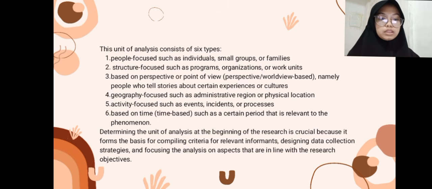First, people focus, such as individuals, small groups, or families. Second, structure focus, such as programs, organizations, or work units. Third, based on perspective or point of view, namely people who tell stories about certain experiences or cultures. Fourth, geography focus, such as administrative regions or physical locations. Fifth, activity focus, such as events, incidents, or processes. Sixth, based on time, such as a certain period that is relevant to the phenomenon.